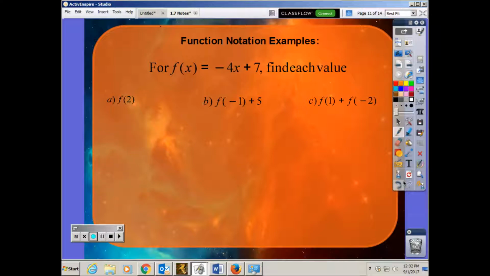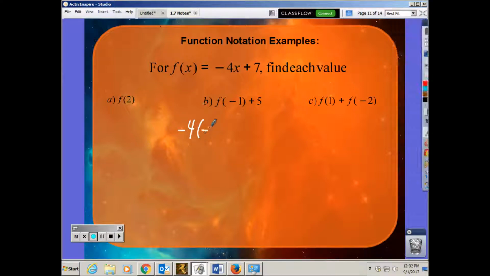What it's saying is we're going to plug negative 1 in for x. We're going to solve the whole thing, and then we're going to add 5 at the end. So negative 4 times negative 1 plus 7. We're going to do this whole thing, and then we're going to add 5. Does anybody know why I just threw some brackets on there? Awesome! So that I do the inside first. Because that reminds me I do everything first, and I add the 5 at the end. That way I don't mess up my order of operations.